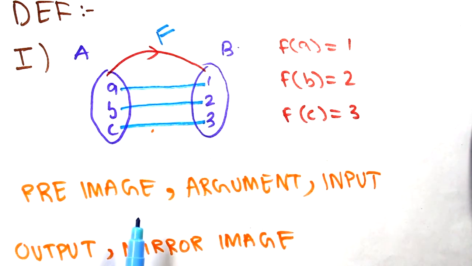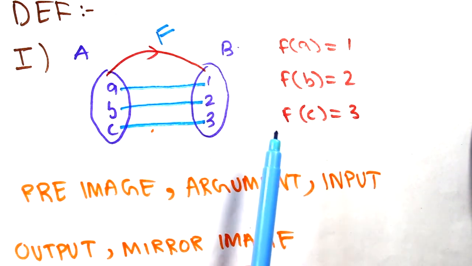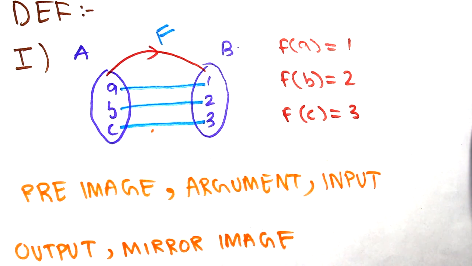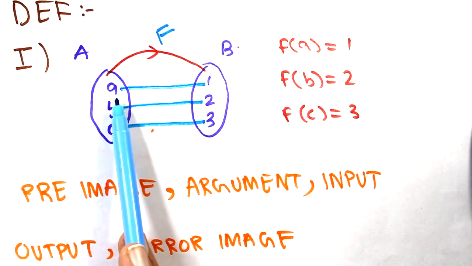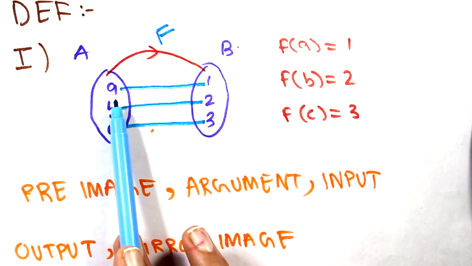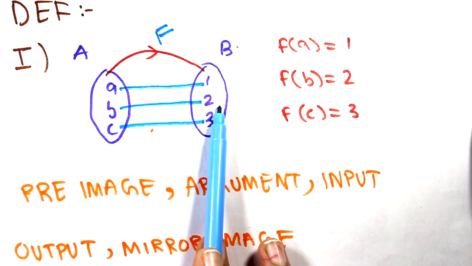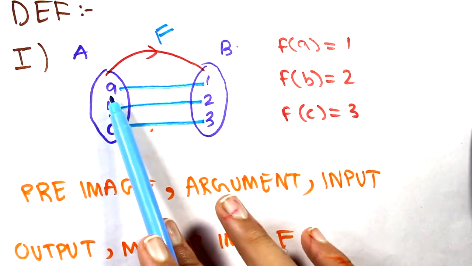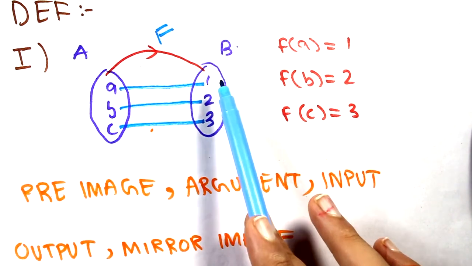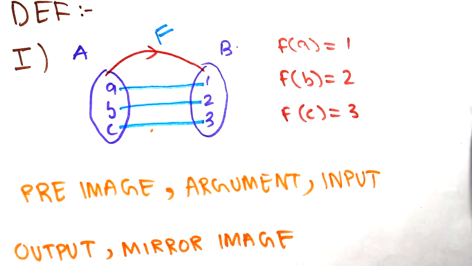And there are some other namings also which we can see here. A is also called preimage, argument or input, and B is also called output or image. There are some rules here, like an element of A cannot map to 1 and, at the same time, map to 2, whereas a and b can both map to 1. We will better understand this in the next video.